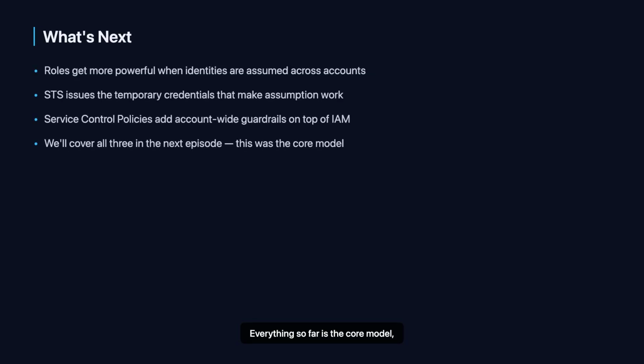Everything so far is the core model, and it's the foundation for what comes next. Roles get far more powerful once identities can be assumed across account boundaries. The Security Token Service, or STS, is what issues those temporary credentials and makes assumption work under the hood. And on top of individual account permissions, service control policies add guardrails across an entire organization. We'll go deep on all three in the next episode. For now, you've got the model that makes them make sense.